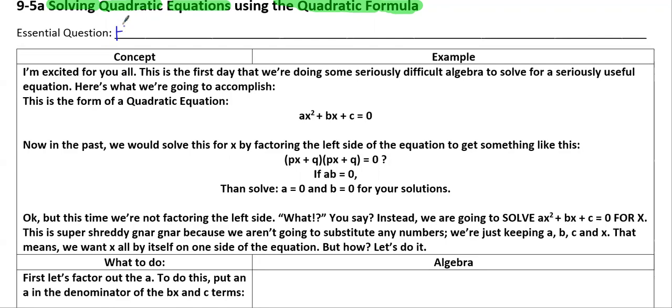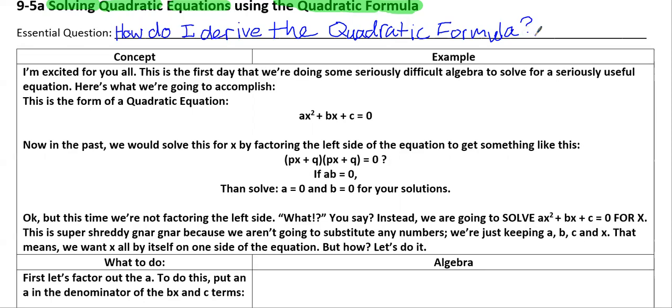Okay, how do I derive the quadratic formula? Oh, I'm so excited. You guys are gonna love this. And by love it, I mean you're gonna endure it, and then you're gonna be like, it was okay. It wasn't as hard as I thought. Or you'll come away going, what? I know some of you out there right now are like, that's me. He described me perfectly. Okay. How do I derive the quadratic formula?